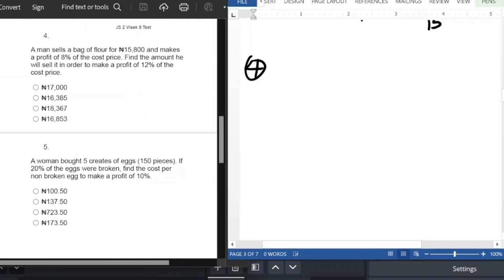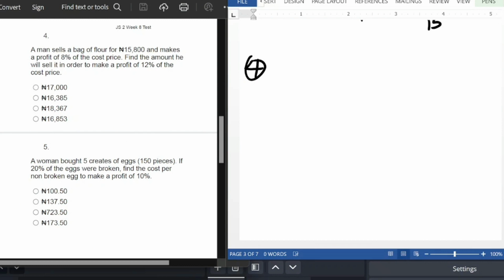Okay. Question number 4. A man sells a bag of flour for 15,800 and makes a profit of 8% of the cost price. To find the amount he should sell it for in order to make a profit of 12% of the cost price, we're going to adopt another method here.